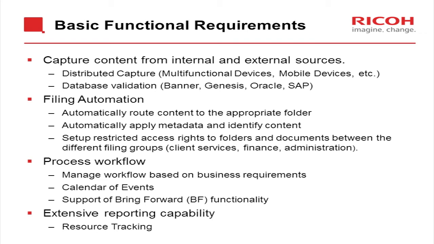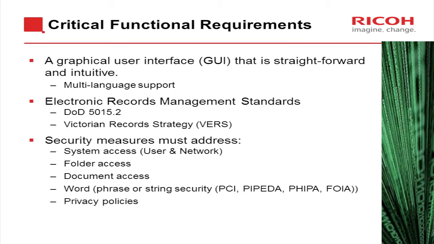And finally, reporting is key to provide metrics and continuous improvement. You've got to know where you can make the changes to improve the experience and to share the good news of the outcomes of the process change. So those are basic functional requirements. Let me share with you what we found also to be critical requirements as you explore this type of automation.